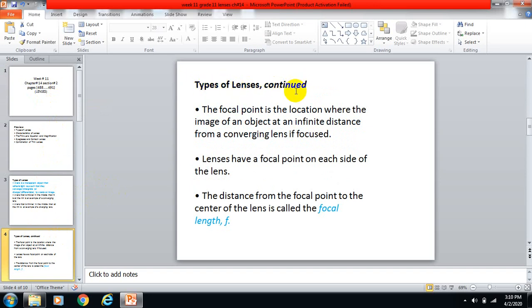Types of lenses, still continued. The focal point, or F, is the location where the image of an object at an infinite distance from a converging lens is focused. As I told you, when different rays pass through a single point, that point is known as the focal point. Lenses have a focal point on each side of the lens. Remember, the distance from the focal point to the center of the lens is called the focal length, or F.